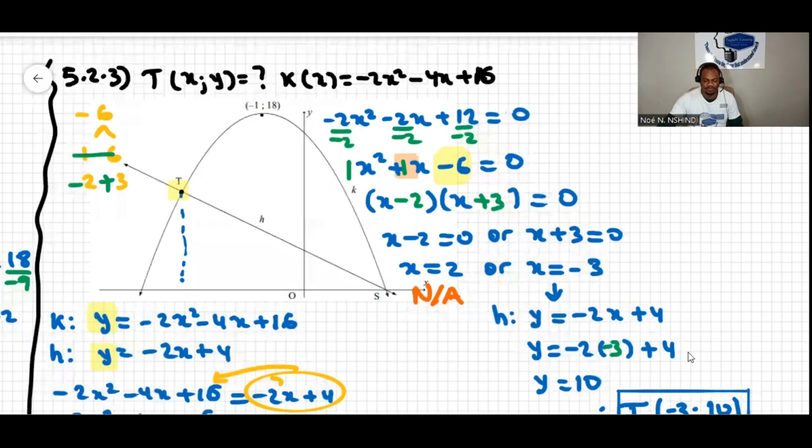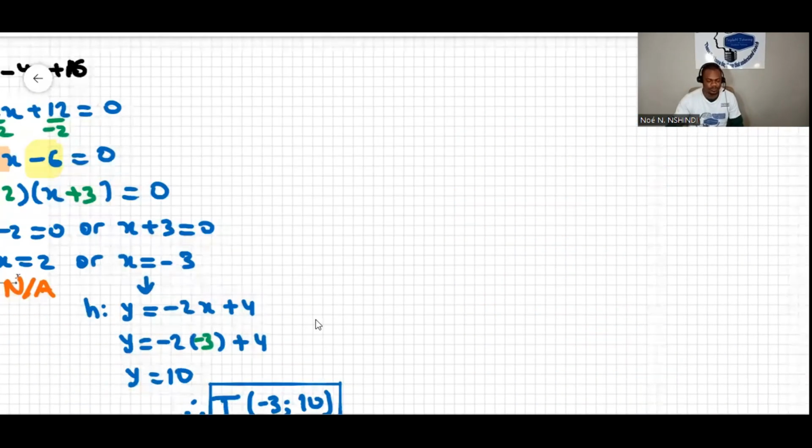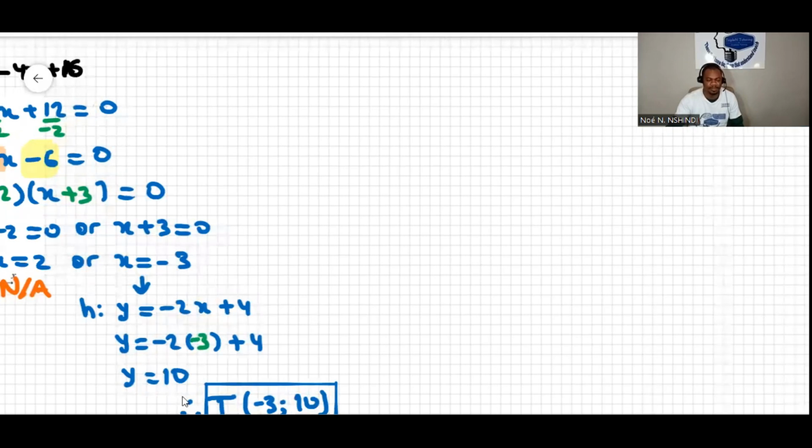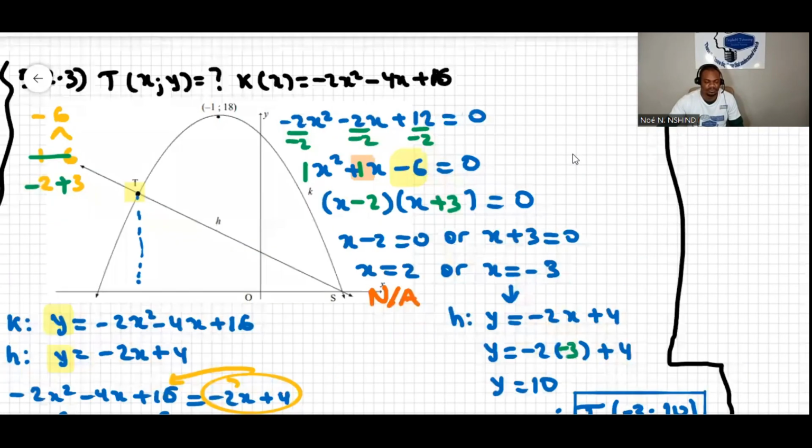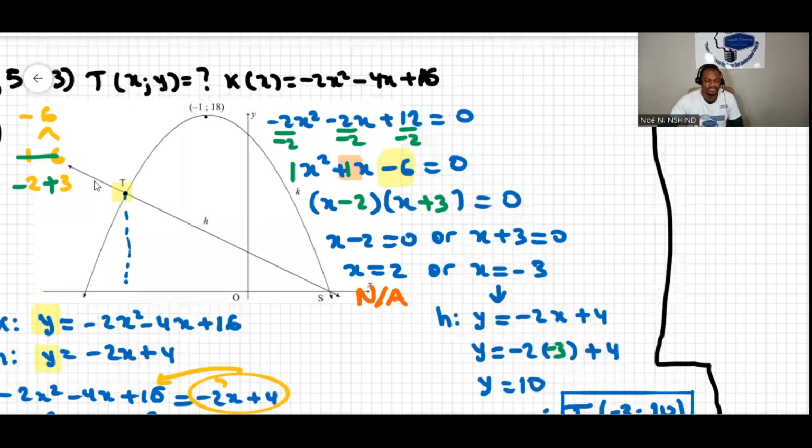Okay, I'm gonna move my board over here. 5.2.4. So we're looking for the value or values of x for which k of x is lesser than h of x. Okay, we can just look at the graphs of the two. So now we can see that this is h of x and that's k of x.